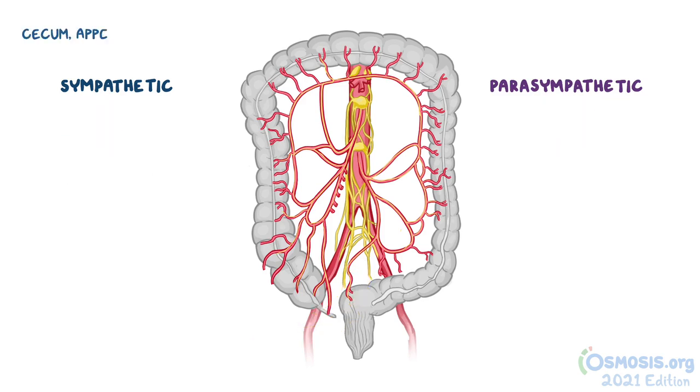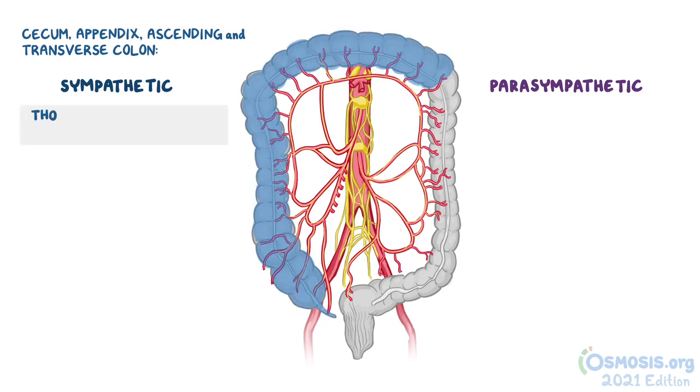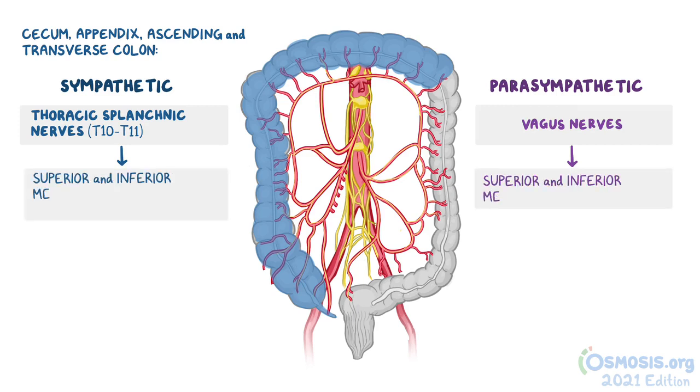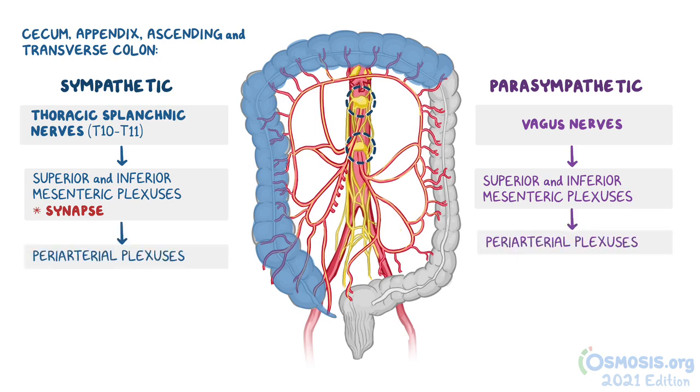So, for the cecum, appendix, ascending, and transverse colon, sympathetic fibers derive mainly from the lesser thoracic splanchnic nerves coming from T10 and T11, while the parasympathetic fibers are derived from the vagus nerves. Together, they go to the superior and inferior mesenteric plexuses, where only the sympathetic fibers synapse in different prevertebral ganglia to their postsynaptic neurons. Then, both of these nerve pathways pass through to the periarterial plexuses, where the parasympathetic fibers will eventually synapse to their postsynaptic fibers through intrinsic ganglia located within the intestinal walls.